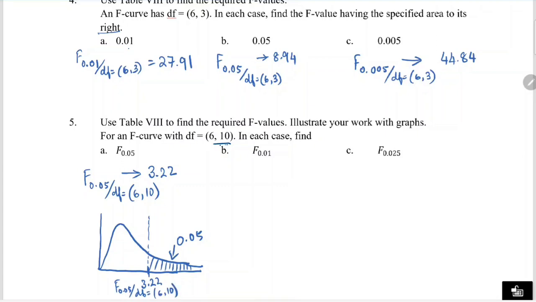So this is how you're going to illustrate. This is our alpha value. Illustrate your work in a graph. So you can do the other two by yourself for some extra practice, but just follow the way I have shown you to refer to the tables.